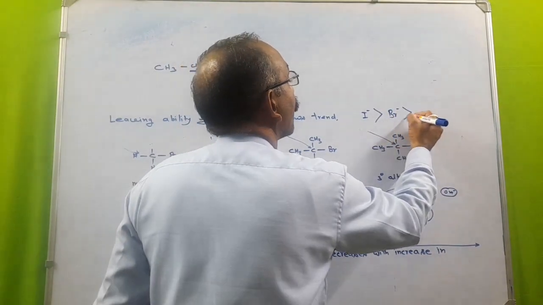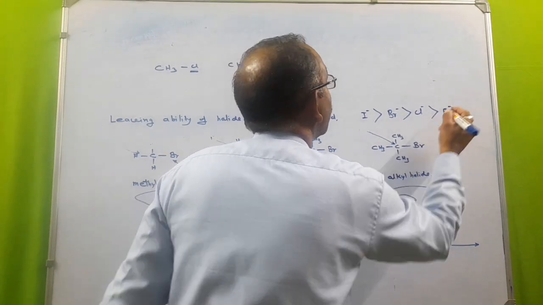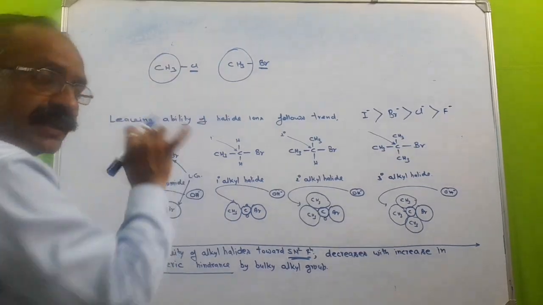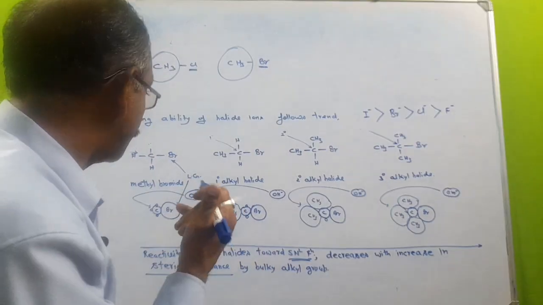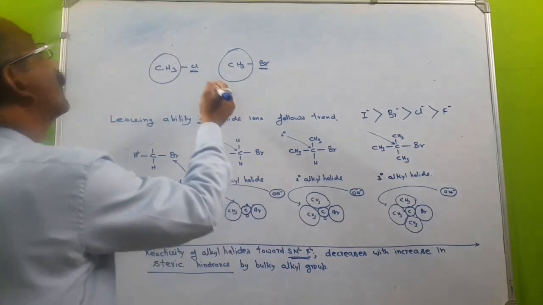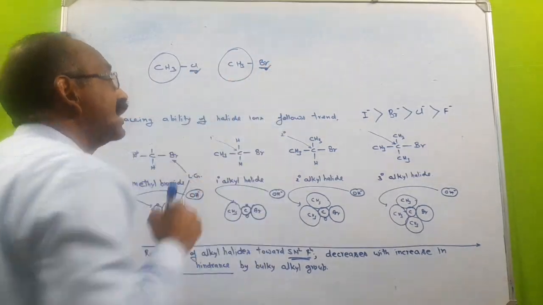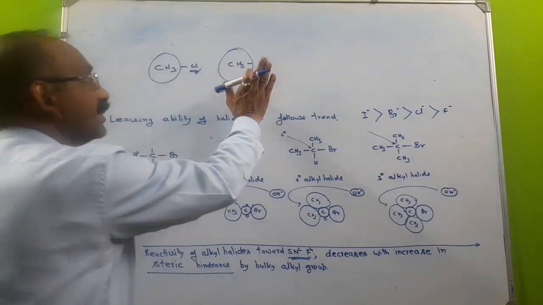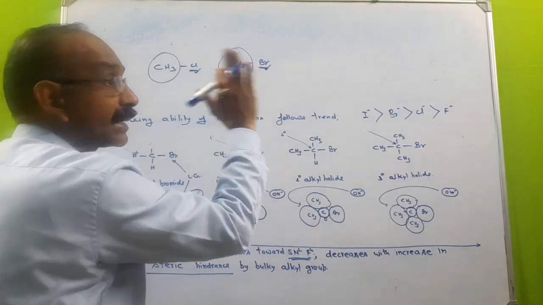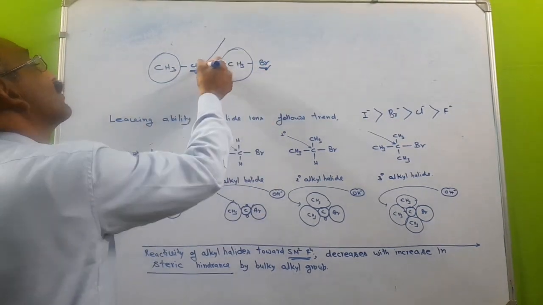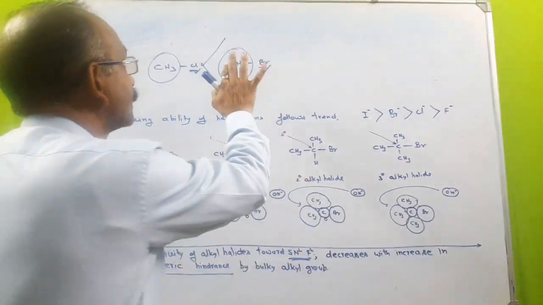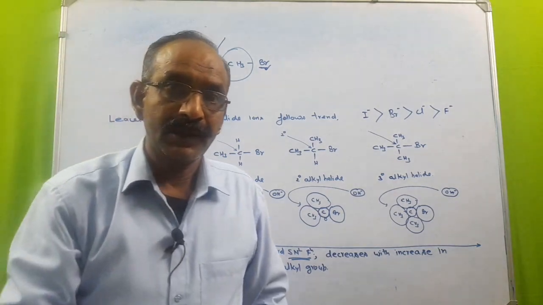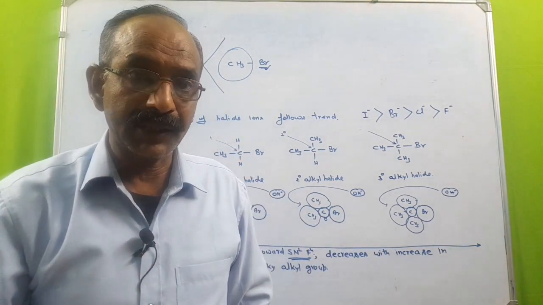So if you compare, as the alkyl group is same in both the alkyl halides, here the reactivity will depend over the leaving ability of the halide ion, because here the Br minus or bromide ion is a better leaving group than the chloride ion. That's why here the CH3Br will react faster towards the SN2 reaction. Is it clear?